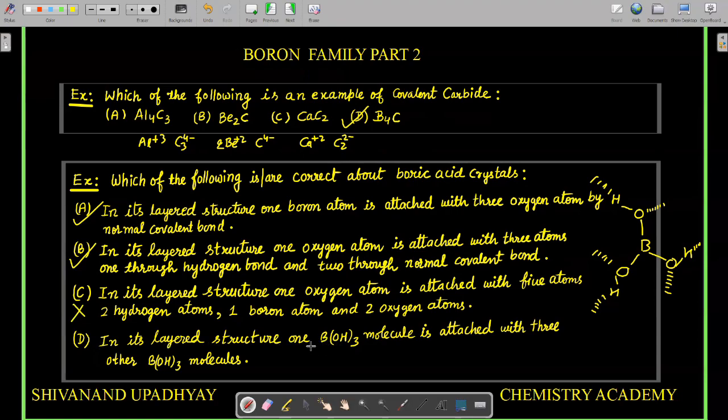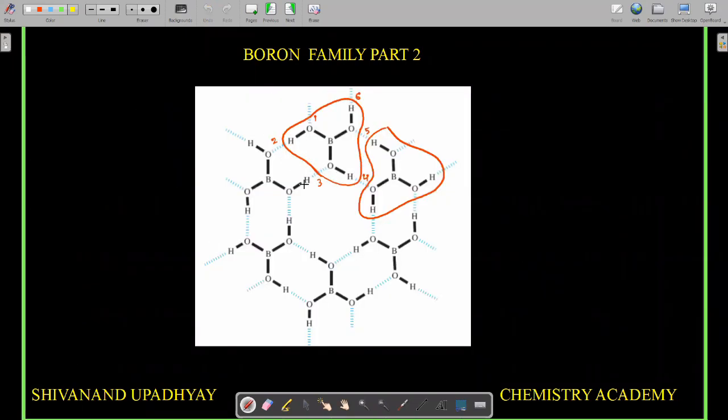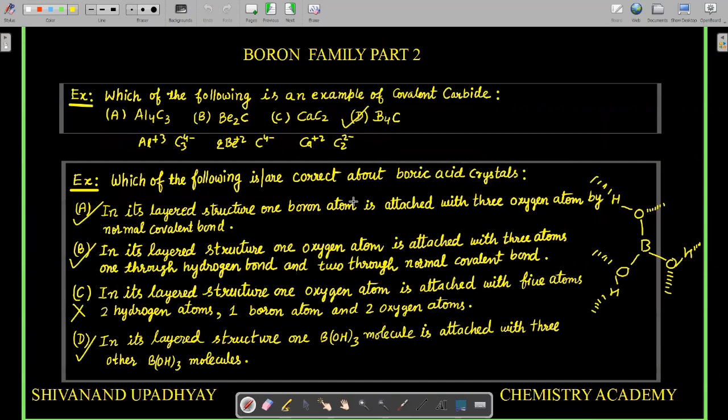D option, in its layered structure, 1 boric acid molecule is attached with 3 other boric acid molecules. Yes, 1 boric acid molecule is attached with 3 boric acid molecules, right? Because between 2 molecules there are 2 hydrogen bonds. So this molecule has 3 boric acid molecules attached. We can go through the actual structure also. This boric acid molecule is attached with 1 molecule here, 1 molecule here, and 1 molecule here. So 1 molecule is attached with 3 molecules, and between 2 molecules there are 2 hydrogen bonds, right? So this option seems to be correct. So the answer of this question is A, B, and D.